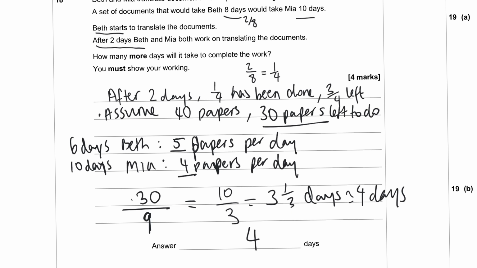So with this type of question, we had to work out how much has been done and how much is left. Then, because we knew how many papers were left, we were trying to work out how many days it is going to take to complete what was left after the 2 days. We then had to use the fact that Beth had worked first, work out how much Beth would do in a day and how much Maya would do in a day to complete the task, and then divide that by how much was left. That's basically it.